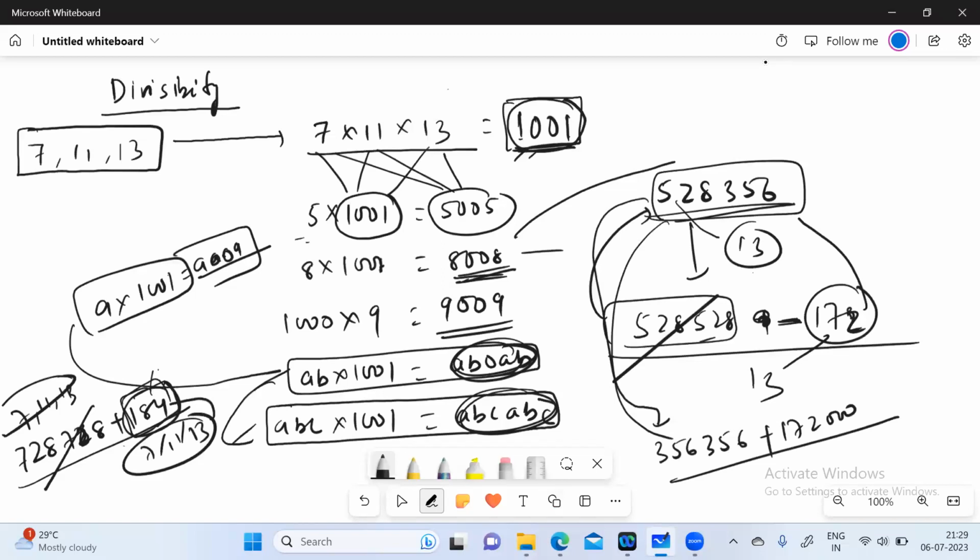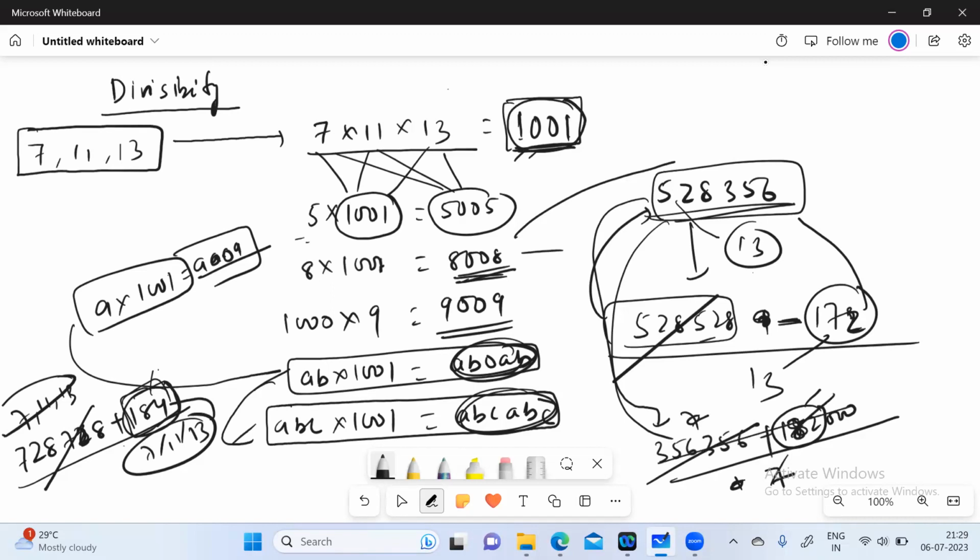Yes, sir. So it means we have to break into ABCABC format. So what we can see here is if we check 7, this number gets divided by 7, and this also gets divided by 7. If we had taken one more here, let's say if you have 182 here, then it will get divided by 7.